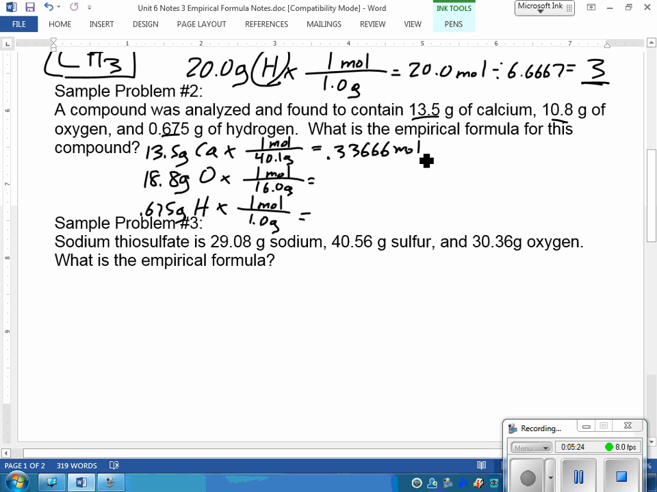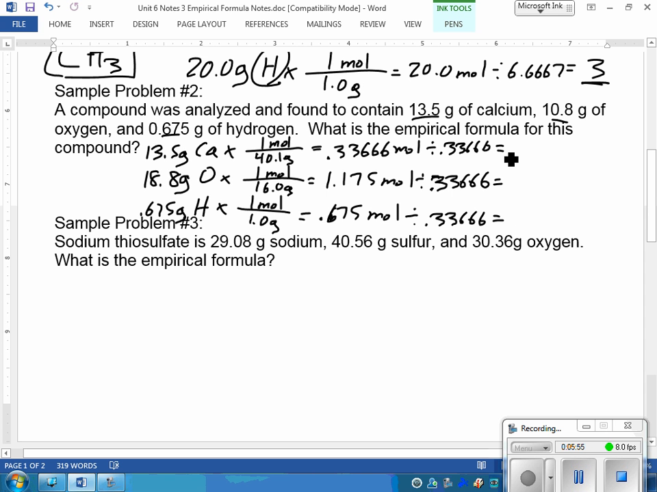18.8 divided by 16 is 1.175 moles, and 0.675 divided by 1 is 0.675 moles. Now remember, our next step is divide by the smallest mole value. So divide by 0.33666, right? And we're going to divide each one by that value.